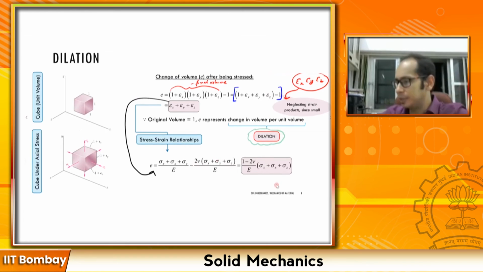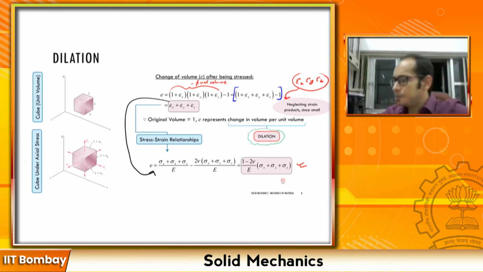And if you simplify this even further, what you eventually get, your dilation comes out to be this simple expression, that is 1 minus 2 nu divided by the Young's modulus E. Remember, the nu is the Poisson's ratio, so 1 minus 2 times the Poisson's ratio divided by the Young's modulus times the summation of the stresses across the different phases that you have, right?